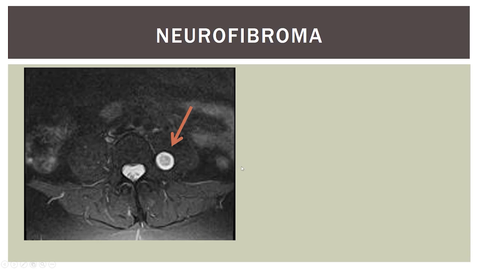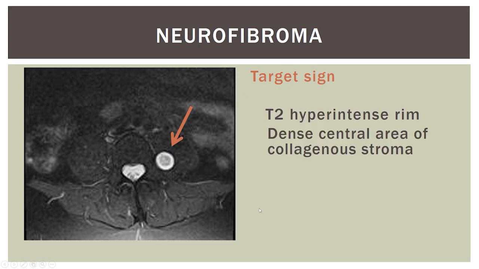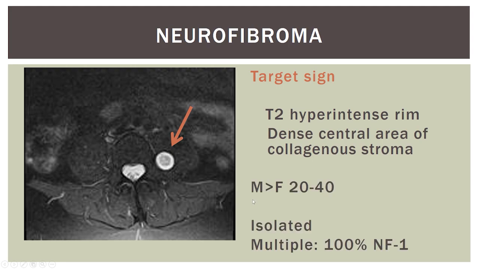Neurofibromas have this typical target sign that's described on T2-weighted MR. On T2 MR, they have a typical hyperintense rim and relatively hypointense center due to dense central collagenous stroma. More common in males, they can be isolated, but if you have multiple neurofibromas, think NF1.